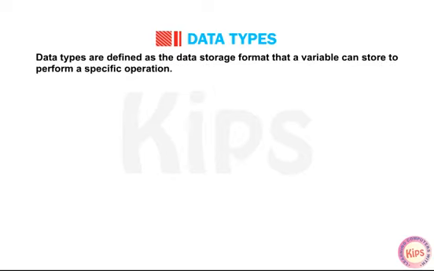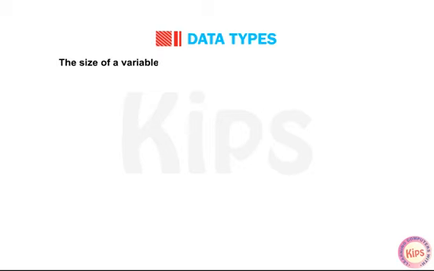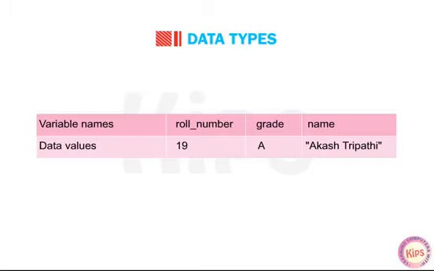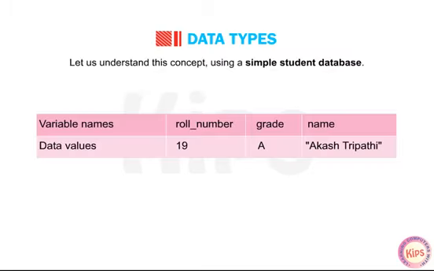Data types are defined as the data storage format that a variable can store to perform a specific operation. The size of a variable and a constant are determined by data types. To utilize the maximum amount of memory, Java provides a large number of data types. Let us understand this concept using a simple student database.